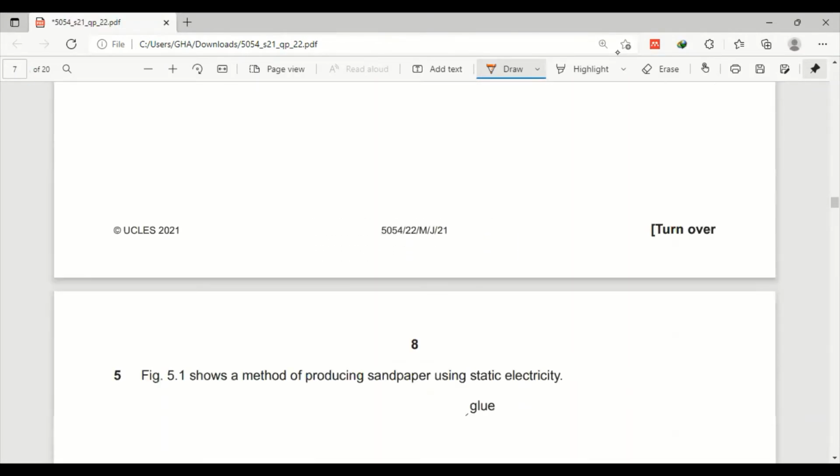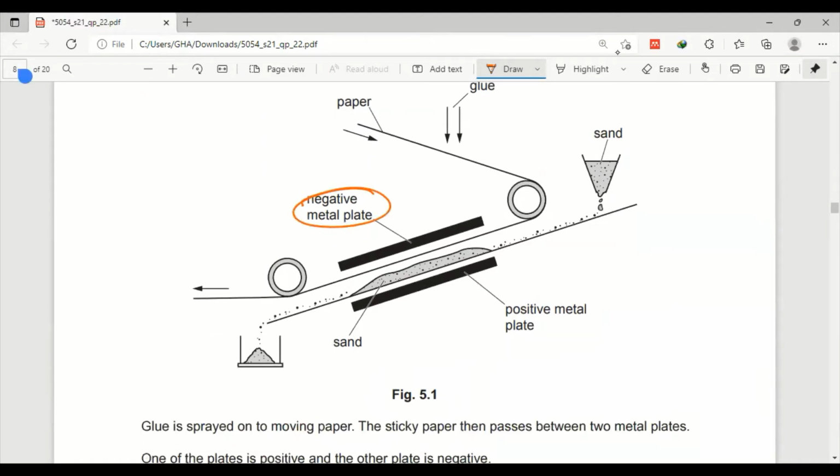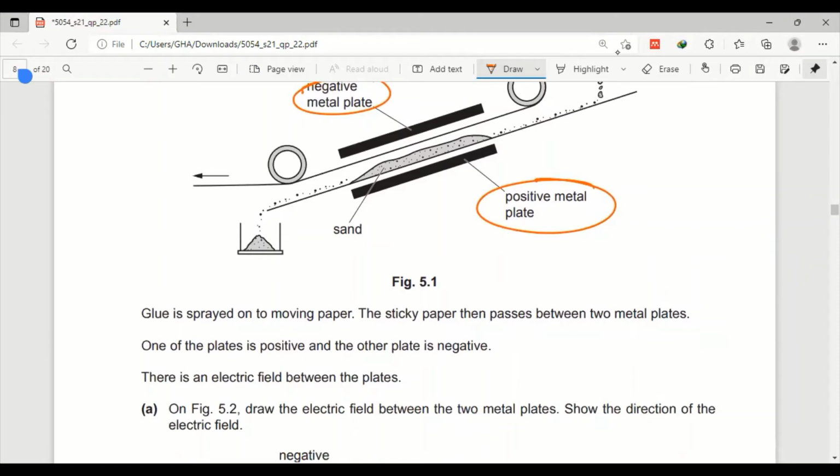Next question is question number 5. Figure 5.1 shows the method of producing sandpaper using static electricity. So this plate is negatively charged, this plate is positively charged. The charges are developed due to the friction. Work is done against the friction.